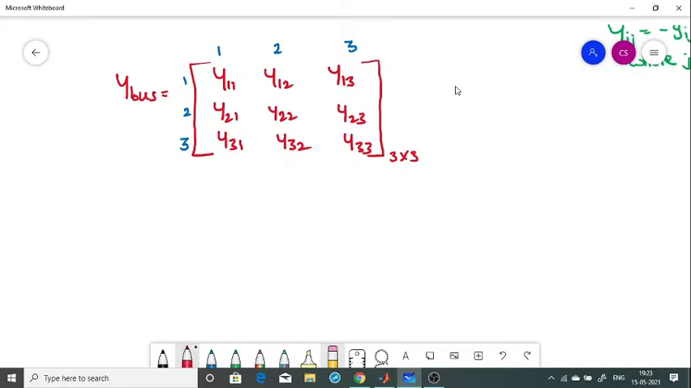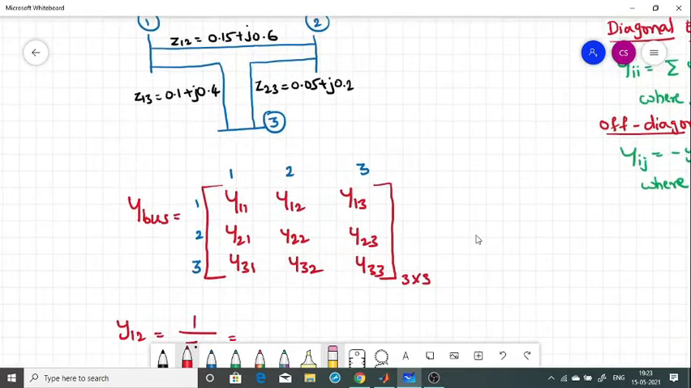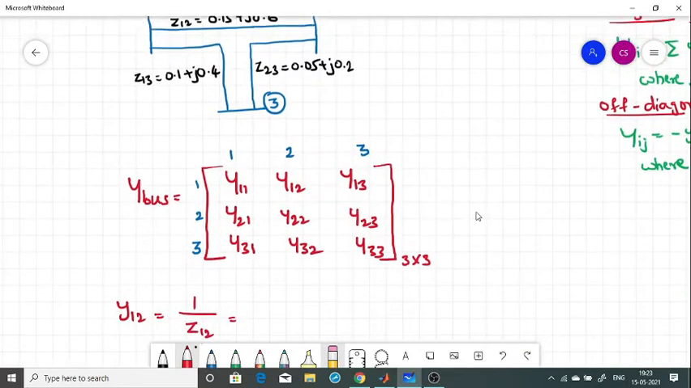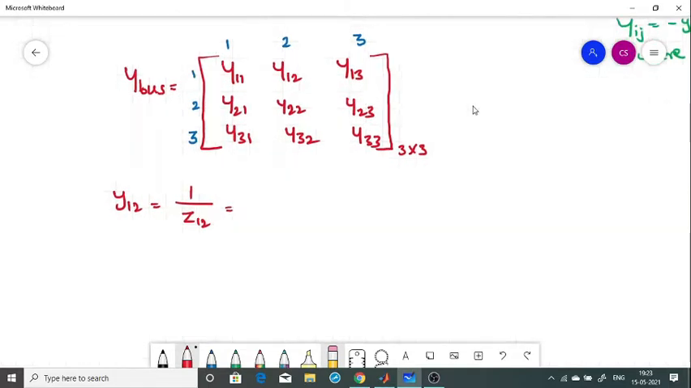So we require y12. What is y12? Small y12 is equal to 1 divided by Z12. What is Z12 here? Z12 is 0.15 + j0.6. So that means 1 divided by (0.15 + j0.6). If we calculate the respective value, we get 0.392 - j1.56. So this is y12.